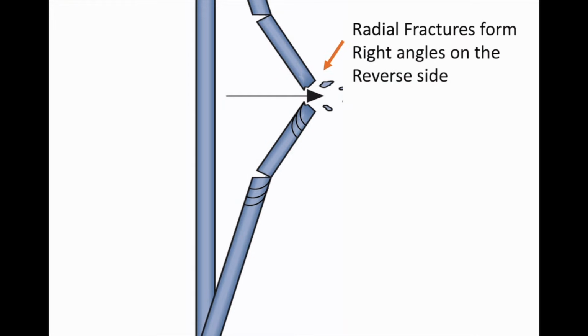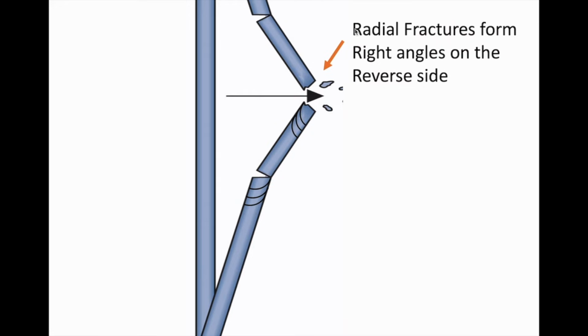Another thing you can use to determine radial from concentric is by looking at the stress marks under a dissecting scope.